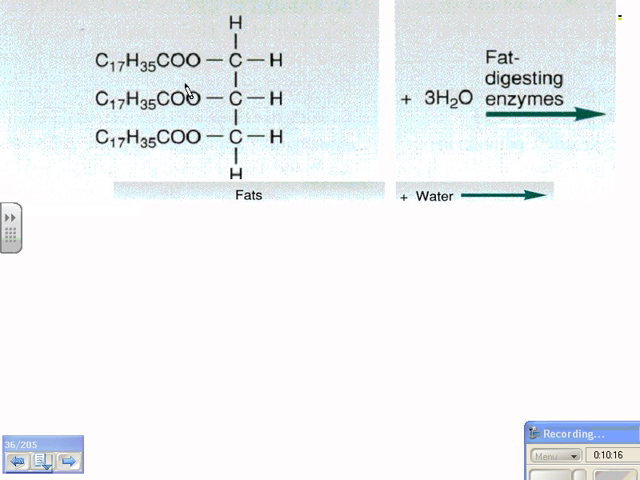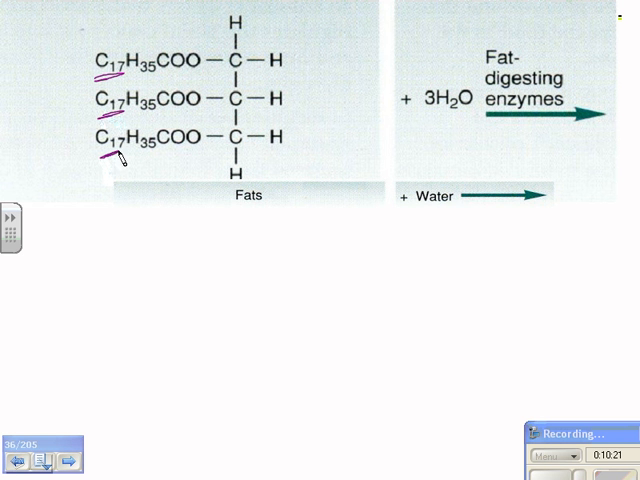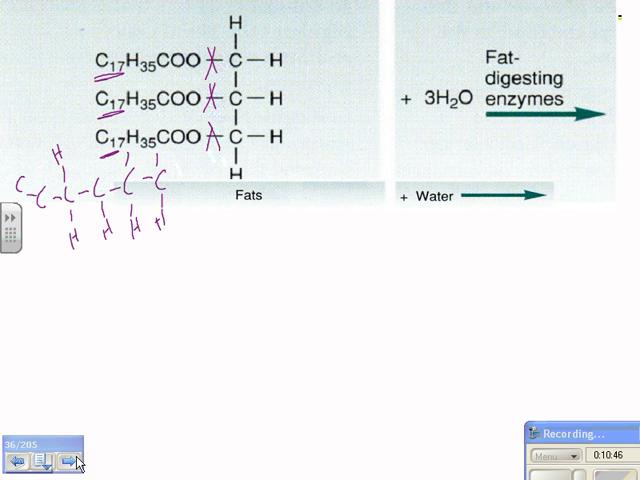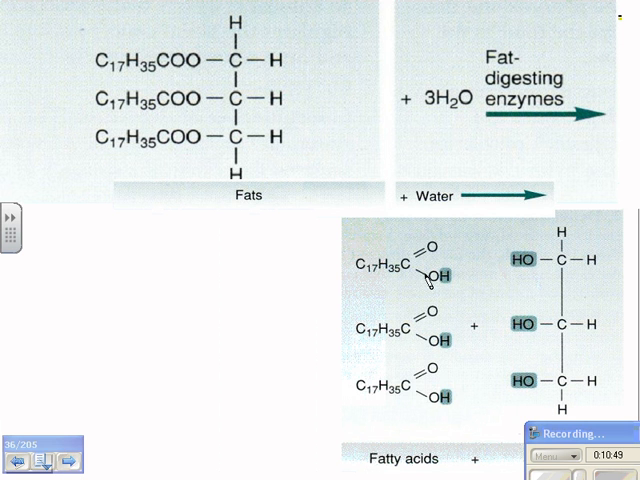Here's glycerol. The fatty acids, it says C17 because I'm too lazy to draw all of the carbons and all the hydrogens that are bonded to them. If I wanted to draw this out right, I would draw 17 of these, which I'm not going to bother to do because it'll take too long. And then the H's just go on either side. I don't have room on the other side, but 35 H's, and so on. So anyway, if you break this bond and this bond and this bond, then you will end up getting glycerol and fatty acids.